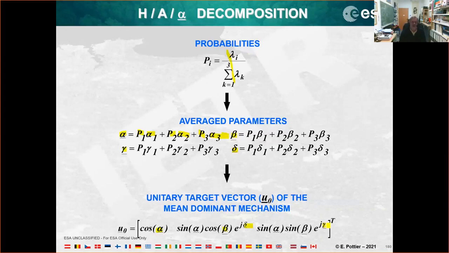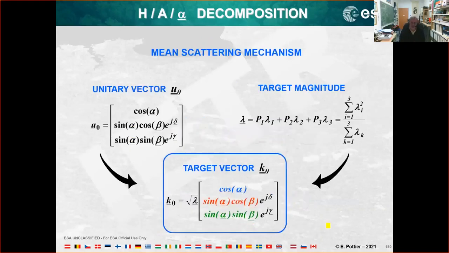But here you have a unitary target vector. So what we have to do is just add some magnitude information. And to do that, I shall create the final target vector of the pixel, Q0, which is constructed from the unitary vector Q0, we just see the definition, multiplied by the target magnitude, which is constructed from the average of the eigenvalues.